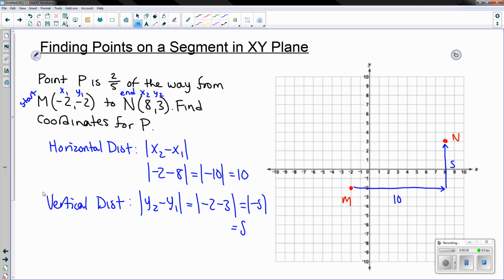So the algebra matches our counting method, but we just calculated the total horizontal distance and total vertical distance traveled to get from M to N. And you might ask, well, why didn't we just count off the diagonal distance and find 2/5 of that? Well, we can't count off diagonally, right? So at this point, we found total distance.